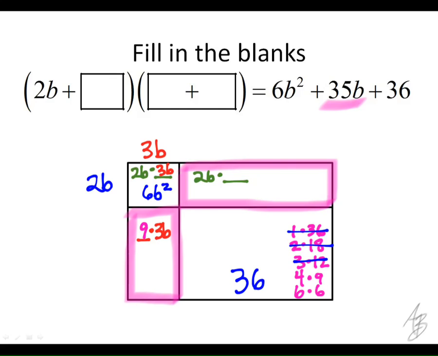9 and 4. 9 times 3 is 27. 2 times 4 is 8. What's 27 plus 8? 35. I think we got it. All right, so we've got 27b here. We've got 8b here. And what do we multiply together to get 36 here?